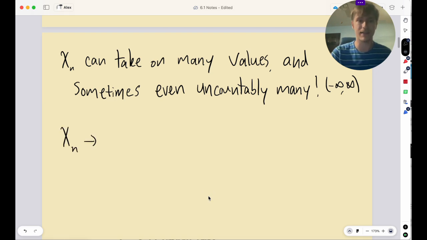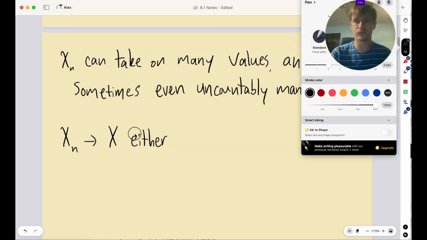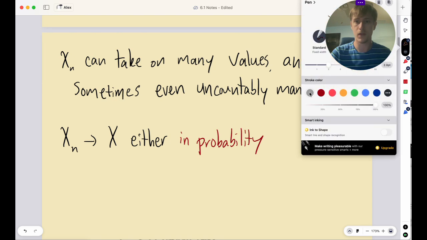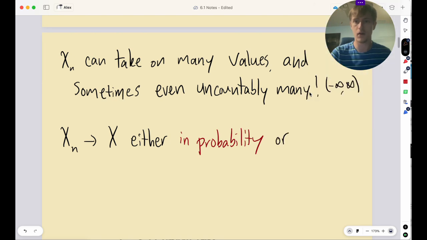So if I want to say something like the sequence of random variables converges to this random variable, what does that mean? Well, I'm going to tell you that I can break this up and say that this converges either in what's called in probability, or in distribution.